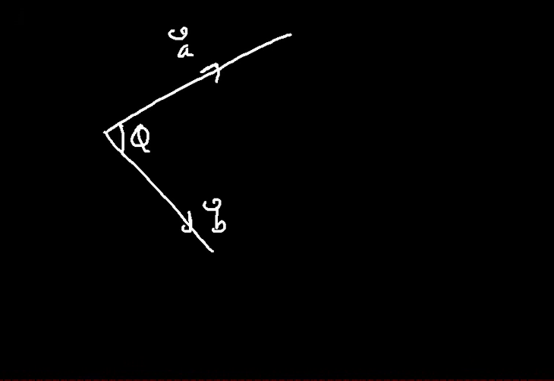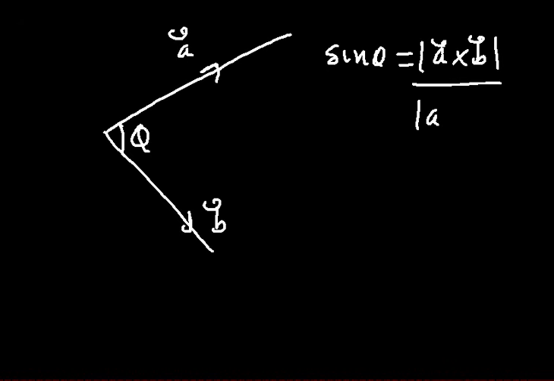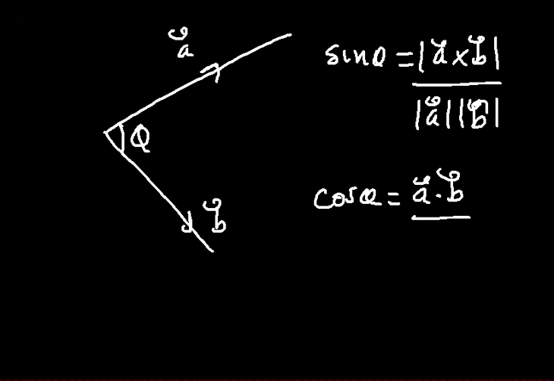There are two formulas that we use. We have sine theta, which is given as the magnitude of the cross product of the two vectors, divided by the product of their magnitudes. And we can also use cos theta, which is equal to the dot product of the two vectors divided by the product of their magnitudes. So these are the formulas that we use.